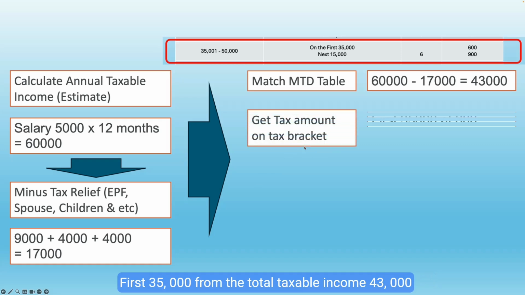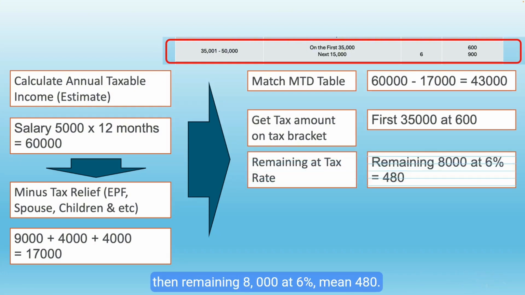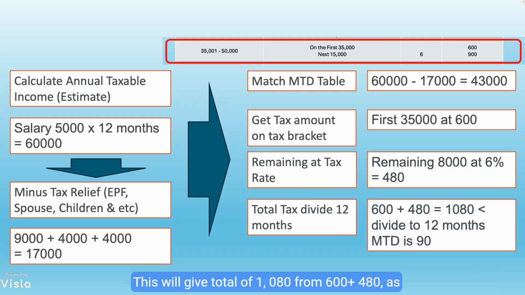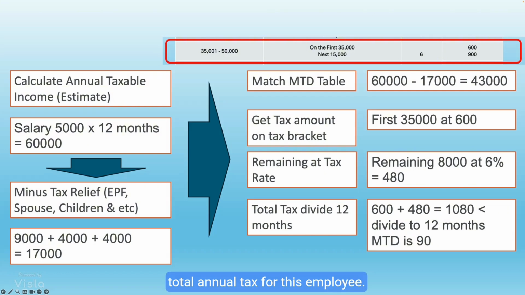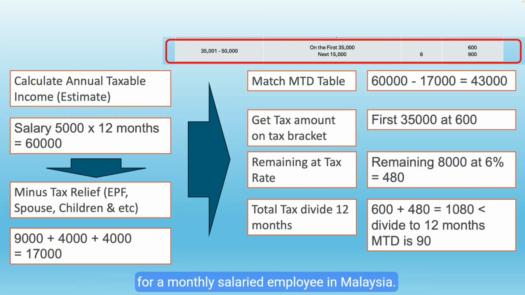The first 35,000 of the total taxable income of 43,000 will be taxed at a fixed amount of 600, then the remaining 8,000 at 6%, meaning 480. This gives a total of 1,080, from 600 plus 480, as the total annual tax for this employee. Lastly, we can estimate the monthly tax contribution: 1,080 divided by 12 months, which is 90. This should give you an overview of how tax is computed for a monthly salaried employee in Malaysia.